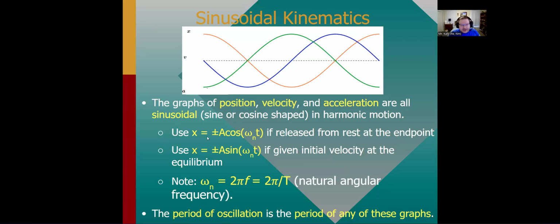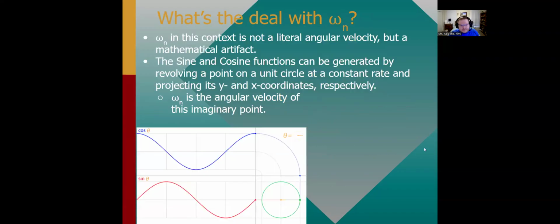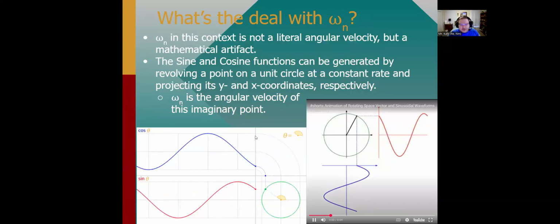Those of y'all familiar with calculus might know that if you want to get the velocity, you could differentiate this. You'd have to do the chain rule inside, but you wouldn't change the frequency of what's inside the function. So what's the deal with omega?